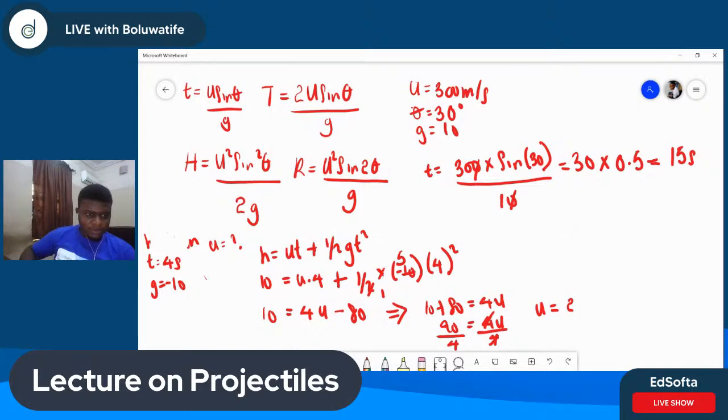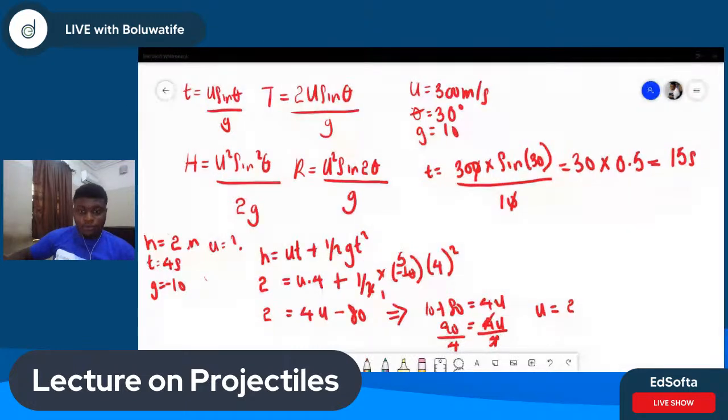I knew there was a problem because... so my height is 2. So I have 2 here. I have 2 here. Okay. So I have 2. And just to confirm, my time also is what? Is 4. Yes. So it's vertically upward from a gun held 2 meters above the ground.